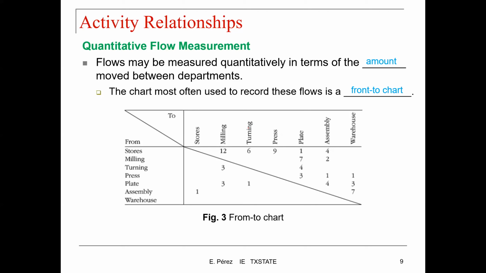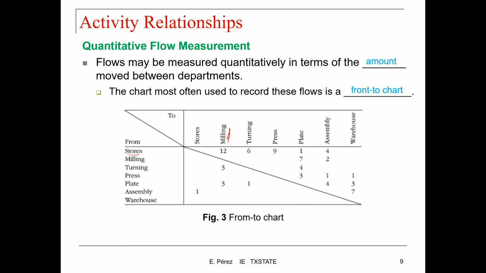What we are quantifying is the flow, right? So in this case, those numbers are not going to be the same, even though you are looking at the same department. If you're looking at 2 departments, let's say stores and milling, the flow from stores to milling might not be the same as the flow from milling to stores. So in this particular from-to chart, we take into account the origin and the destination in order to quantify the flow. So that's what we have here.